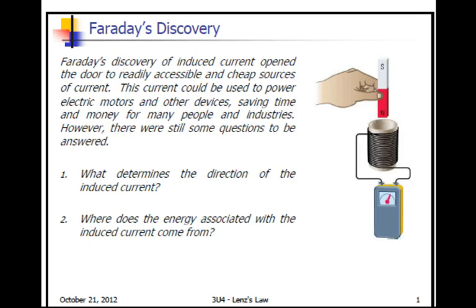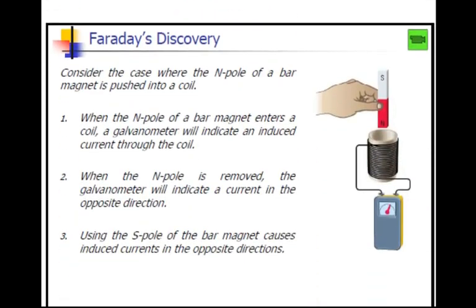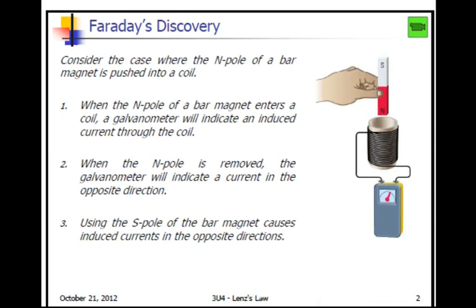What determines the direction of the induced current? And where does the energy associated with induced current come from? Consider the case of a north pole of a magnet being pushed into a coil. When the north pole of the bar magnet enters the coil, the galvanometer indicates an induced current through the coil. When the north pole is removed, the current is shown in the opposite direction.